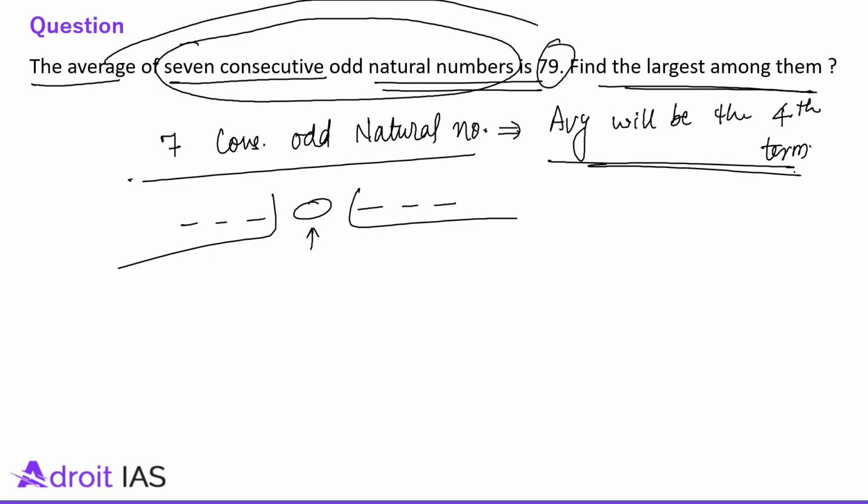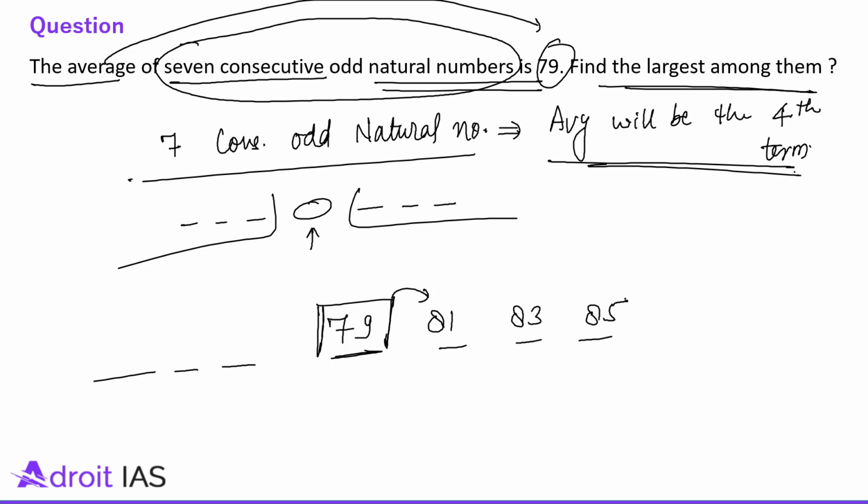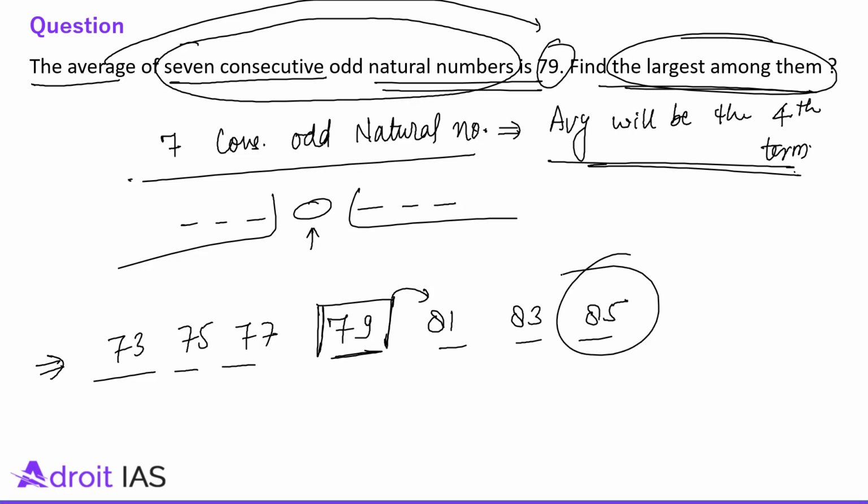Fine. So the 4th term is given to you. Average is given as 79, so the 4th term is 79. Obviously 3 terms here and 3 terms here. After that, the next consecutive odd natural numbers will be 81, 83 and 85. And here 77, 75, 73. So this is the series that they are talking about in the question. What they are asking is to find the largest among them. Largest is 85.